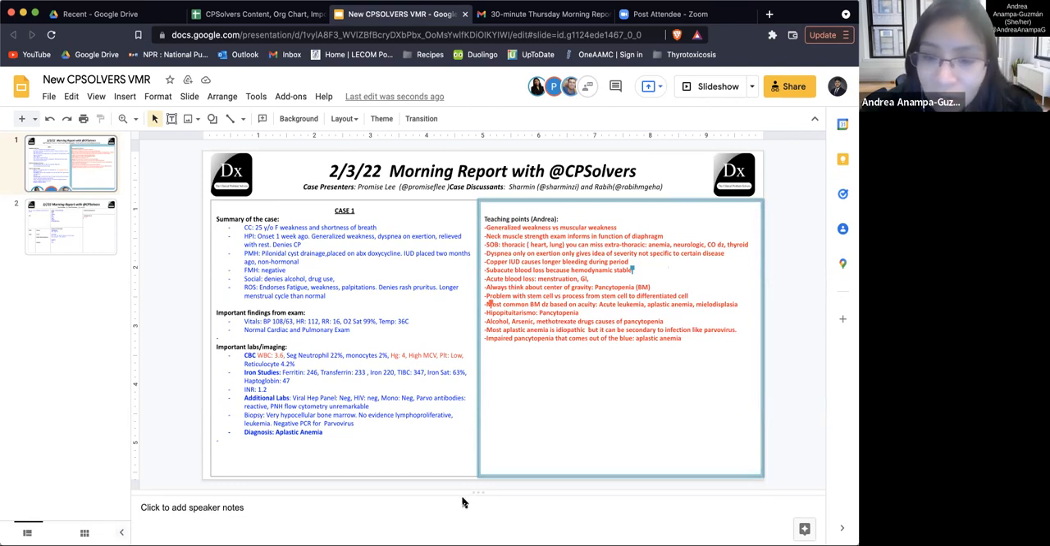The most common bone marrow diseases based on acuity are acute leukemia, aplastic anemia, myelodysplasia, and also it's good to know that there are external agents that can cause pancytopenia, like alcohol, arsenic, and methotrexate. Most aplastic anemia is idiopathic, but it can also be secondary to infection like parvovirus. And a secret thing about aplastic anemia is that it's normally a pancytopenia that comes out of the blue. That's a good tip. Thank you very much.